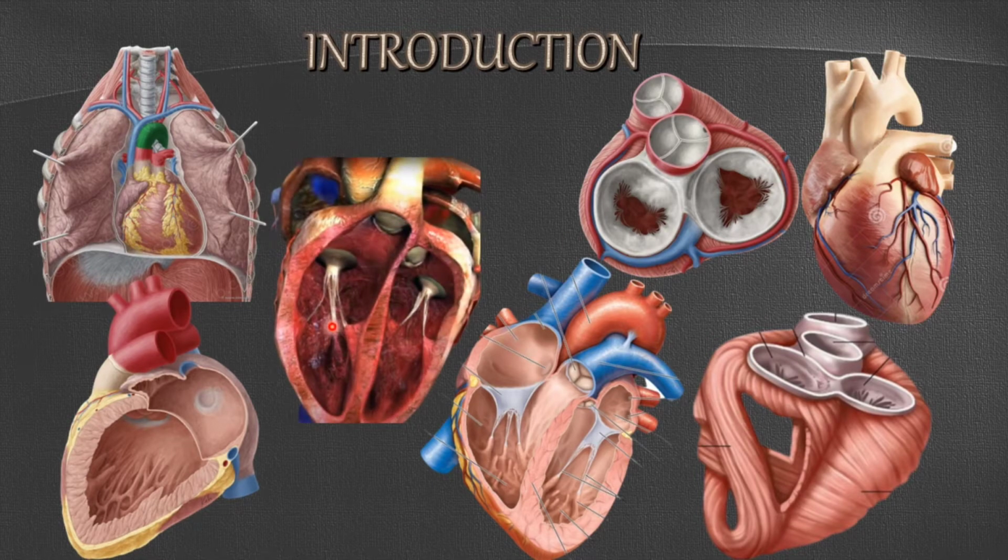Now again, this is the open view. This is the left AV valve, this is the right AV valve, this is the pulmonary valve, and this is the aortic valve. These are the ventricles and these are the atria. Right atrium, left ventricle, right ventricle, interventricular septum, and these are the valves. Fibrous ring and then leaflets, but these valves do not have chordae tendineae and so on.